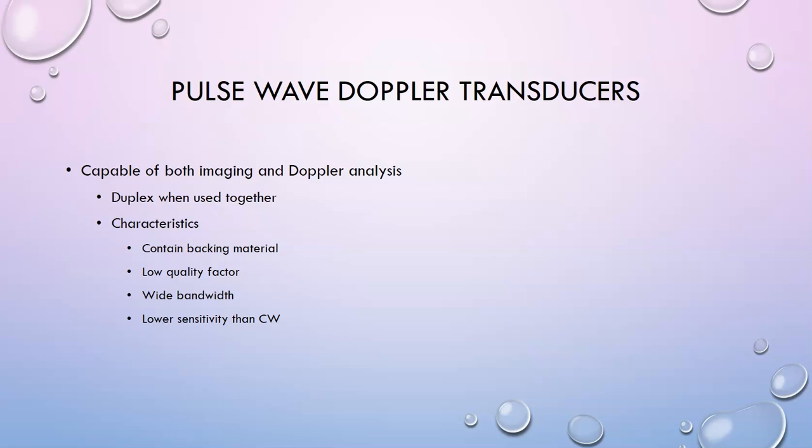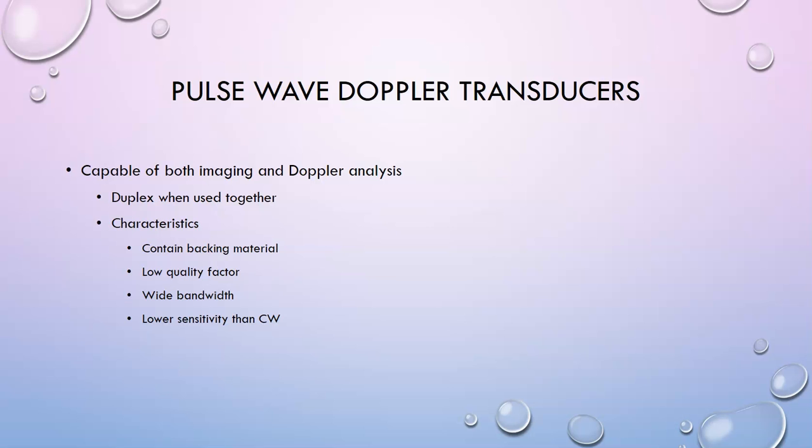So pulse wave Doppler transducers are capable of both imaging and Doppler analysis. When they are used together, we call them duplex. Characteristics of these transducers is they contain a backing material. They have a very short pulse. That gives us a low quality factor. It gives us a wide bandwidth. And it also, because of the backing material, is lower sensitivity than continuous wave.